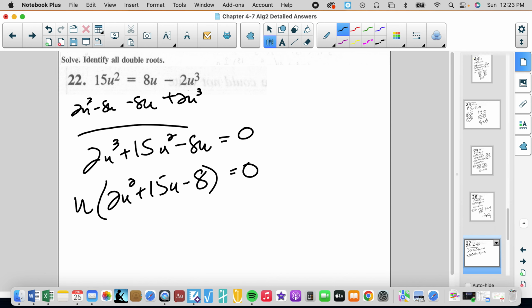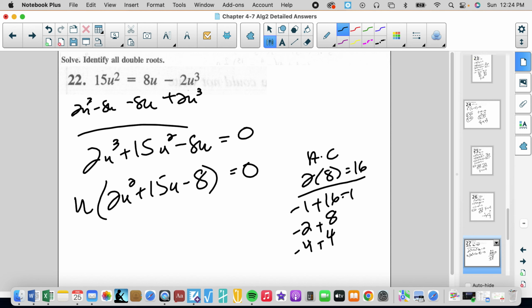Not a binomial square because 8 is not a perfect square, nor is 2. So we'll do a times c. 2 times 8 is 16. 1 and 16, 2 and 8, 4 and 4. Signs are different. Bigger is positive. We get 15. That's my middle. So you have u out there. 2u squared minus u plus 16u minus 8 equals 0.